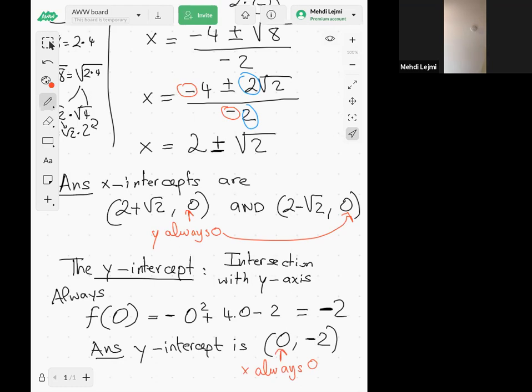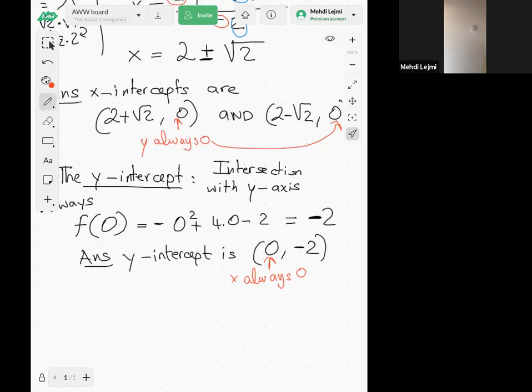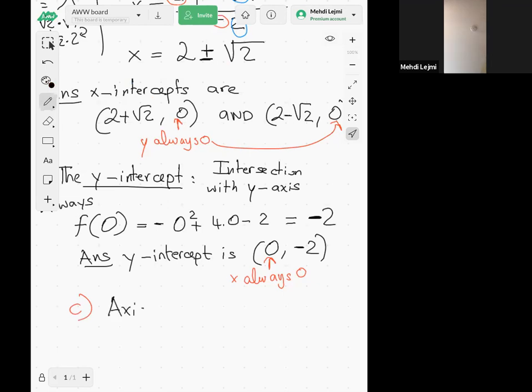Now, next, the C. Again, guys, please feel free to interrupt me and ask questions if you have any. So C, the axis of symmetry. For the parabola, the axis of symmetry is a vertical line, and it passes through the vertex. That's the definition of the axis of symmetry.